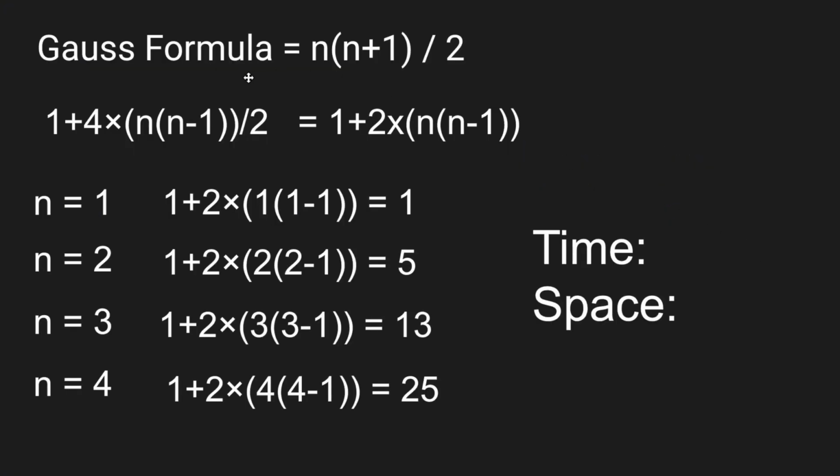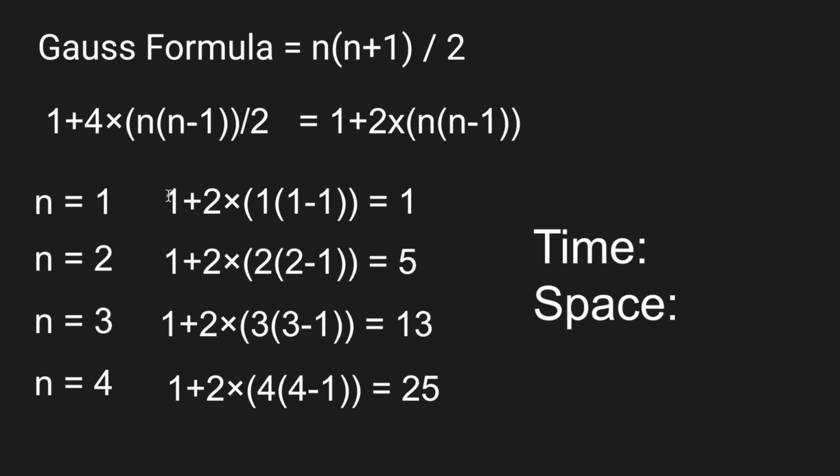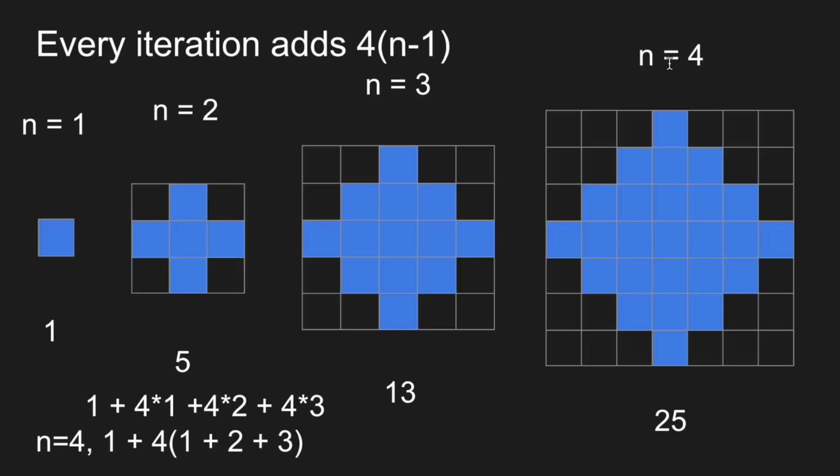So to solve it more efficiently, we should know the Gauss formula, which is the formula to find the sum of an arithmetic sequence from 1 to n. And if you look, this problem basically follows the Gauss formula starting at n equals 2, except that we need to multiply each iteration by 4. If you still don't see it, let me show you this example when n is equal to 4. So basically we're doing 1 plus 4 times 1 plus 4 times 2 plus 4 times 3. And we can just put 4 on the outside, multiplied by 1, 2, 3.